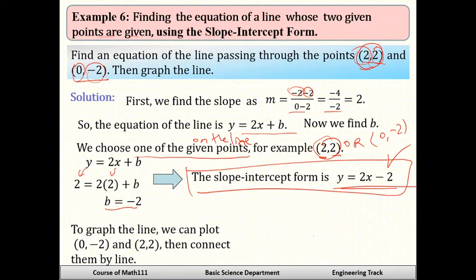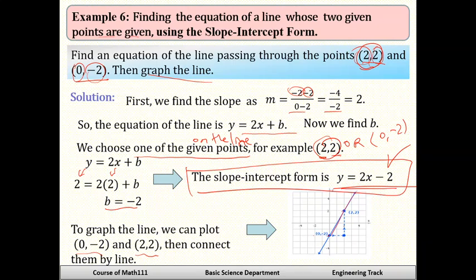So then to graph the line, it says graph the line. To graph the line, just graph the points and then connect them. 0, minus 2 is here and 2, 2 is here, and then make a line passing through these 2 points. So it makes the graph of the equation.